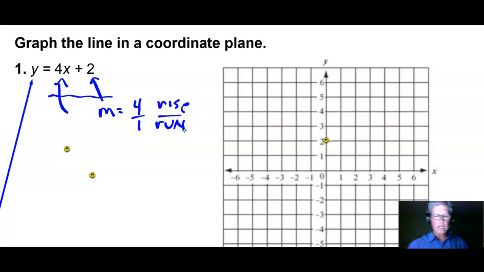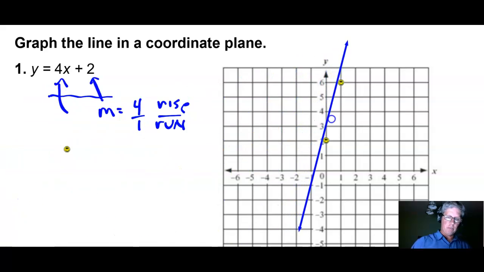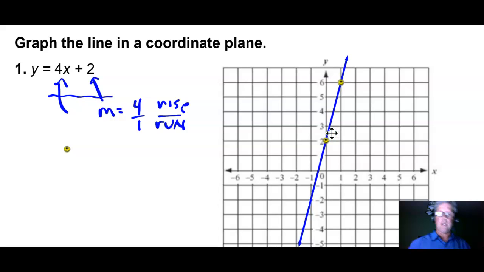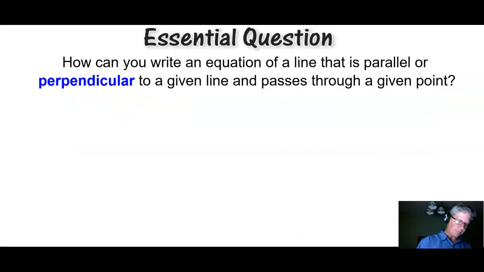So when you know where your y-intercept is, what you do is you count from there your rise over run. So 1, 2, 3, 4 is the rise, and then 1 is the run. Once you have 2 points, it is pretty darn easy to connect those points. So that's a quick little review on how to graph a line.